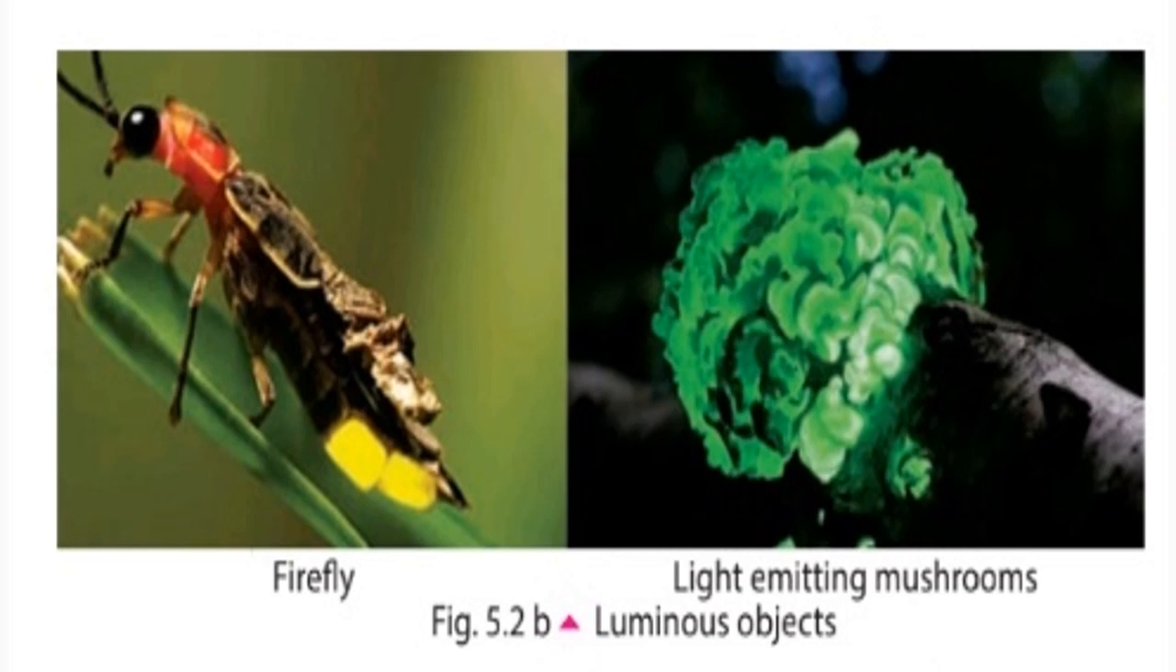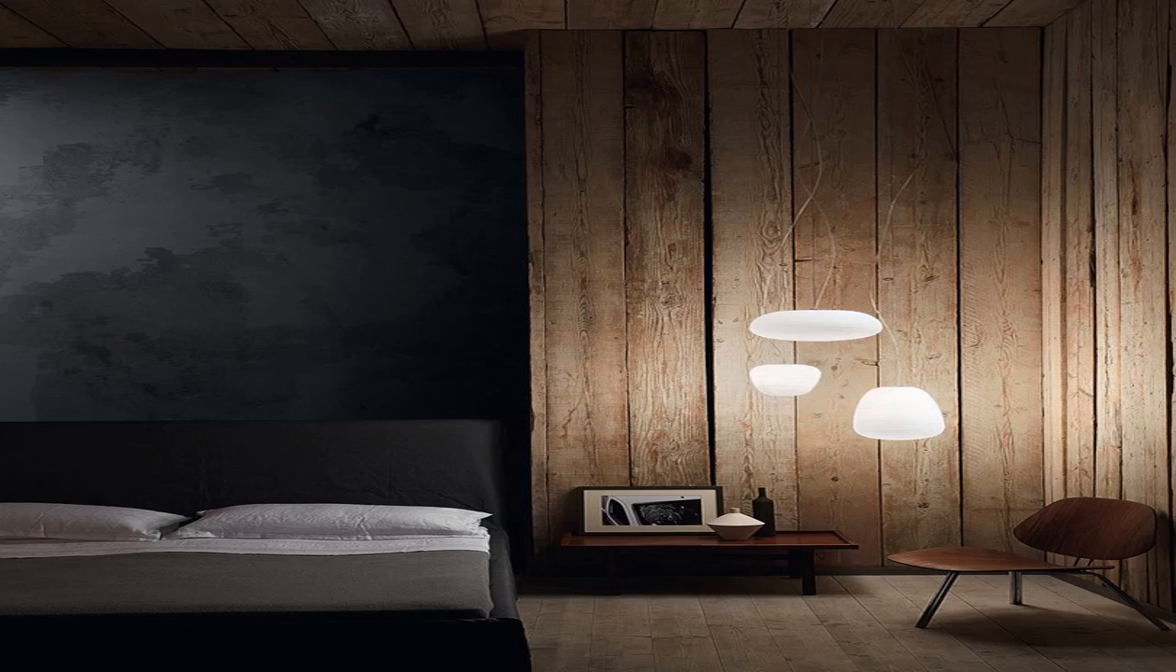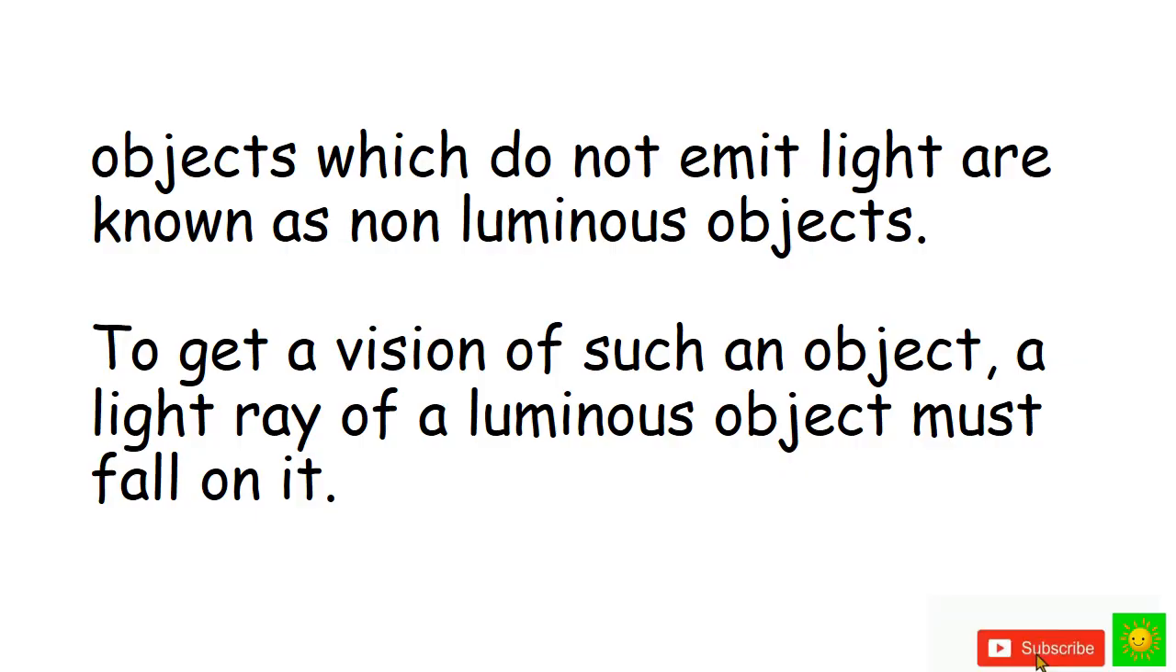Think of the same dark room which was mentioned before. We are able to see not only the bulb but also other things such as bed, chair and table after the bulb was lit. But if the bulb was not lit, we won't be able to see them. The reason for this is that those objects do not emit light. Such objects which do not emit light are known as non-luminous objects.